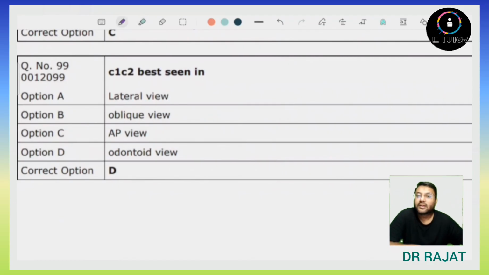So next question is C1 C2 best seen in. So this is a direct question. For C1 C2 the best view is odontoid view.